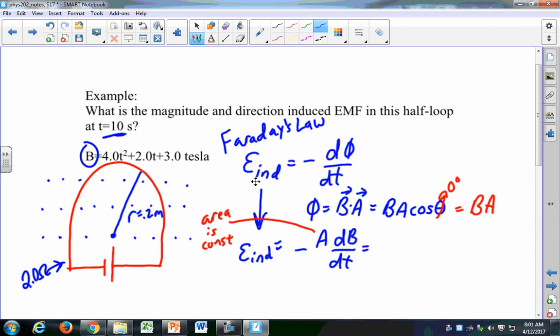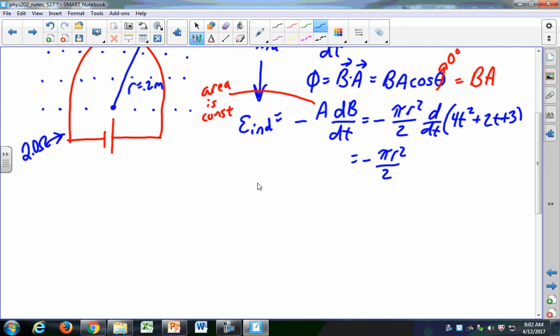And so this is going to be equal to minus the area, which is pi r squared divided by 2. It's a semicircle, so it's a half loop. So it's the area of a circle divided by 2 times the derivative, d/dt, of my magnetic field function. That's 4t squared plus 2t plus 3. And then we can take that derivative. What is that derivative? Right, 8t plus 2.